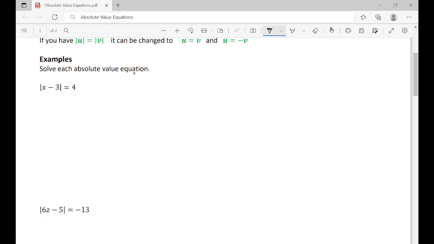So we're going to solve each absolute value equation. We have absolute value of x minus 3 equals 4. So because I have an absolute value by itself, and it equals a positive number, I'm going to break it up into two separate equations. x minus 3 equals 4, and x minus 3 equals negative 4. One is going to be positive, one will be negative. And now I just solve each one.